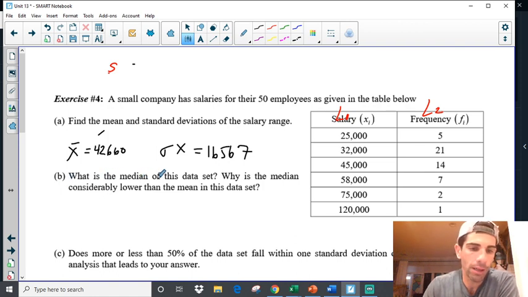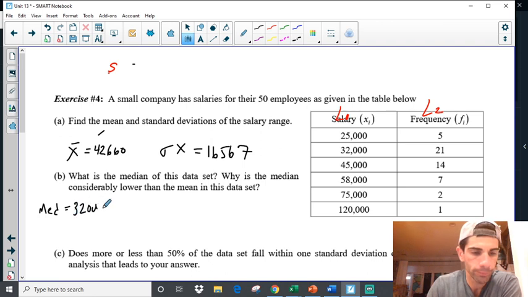What is the median of this data set? Okay, so you would hit the down button and find median, and it's going to be 32,000. Okay, so that's where the middle is. And it says, why is the median considerably lower than the mean in this data set?